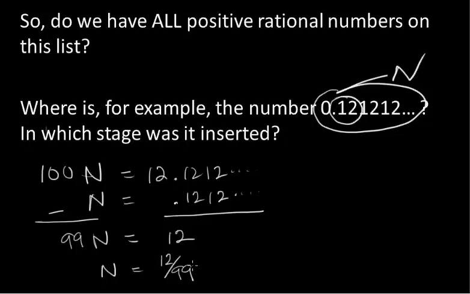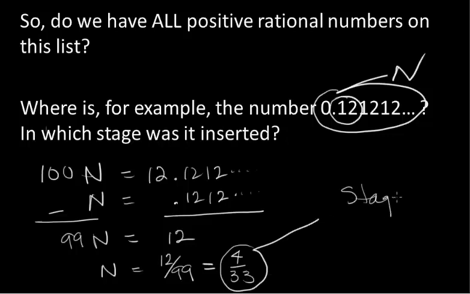Which stage was this number put on? Well, remember, numbers were put on in reduced form only. This is a proper fraction, so it's definitely going to be in stage 2 after the natural numbers, but let's figure out exactly where it was put on the list. It wasn't between 98 and 99, because if we reduce this and divide by 3, we get 4 over 33, which is reduced. So this number was put on the list in stage 2, and we put it between 32 and 33. Those were put on in stage 1, all of the natural numbers.